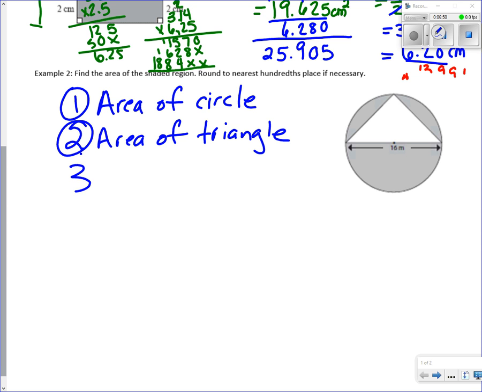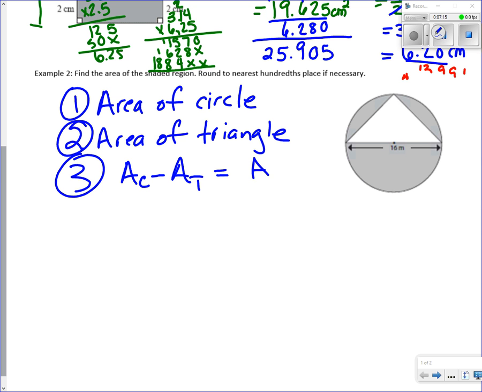Then my last step is I'm going to take the area of the circle minus the area of the triangle, and that's going to give me the area of this composite figure. A lot of times what I do too is I go through my steps and check them off as I do them so I see where I'm at. So we have a circle here. Our first thing is the area of a circle.